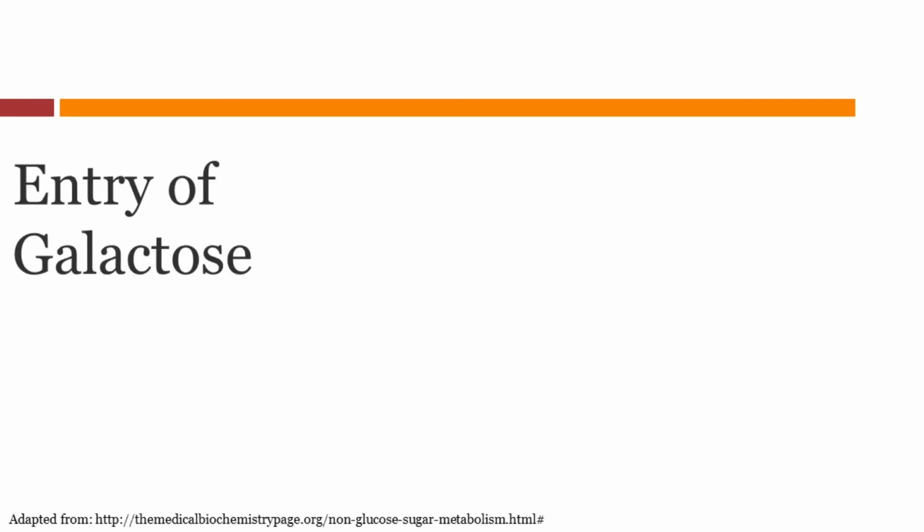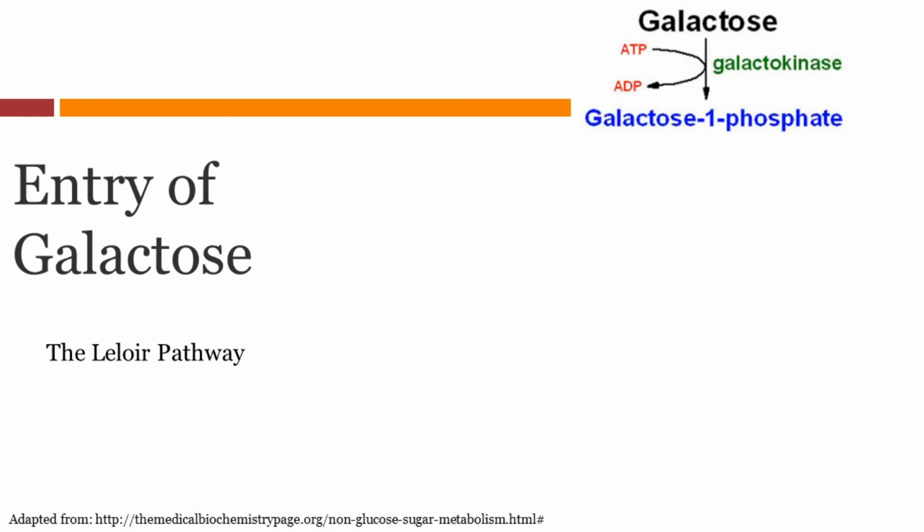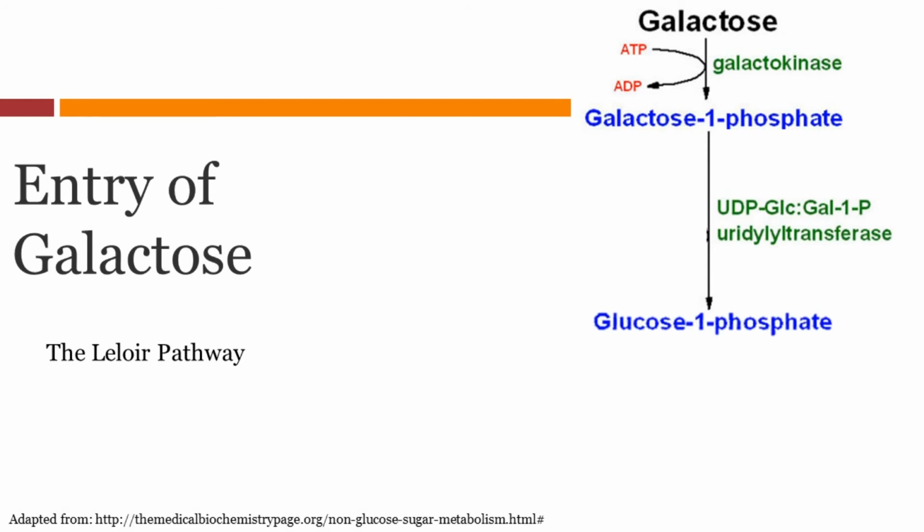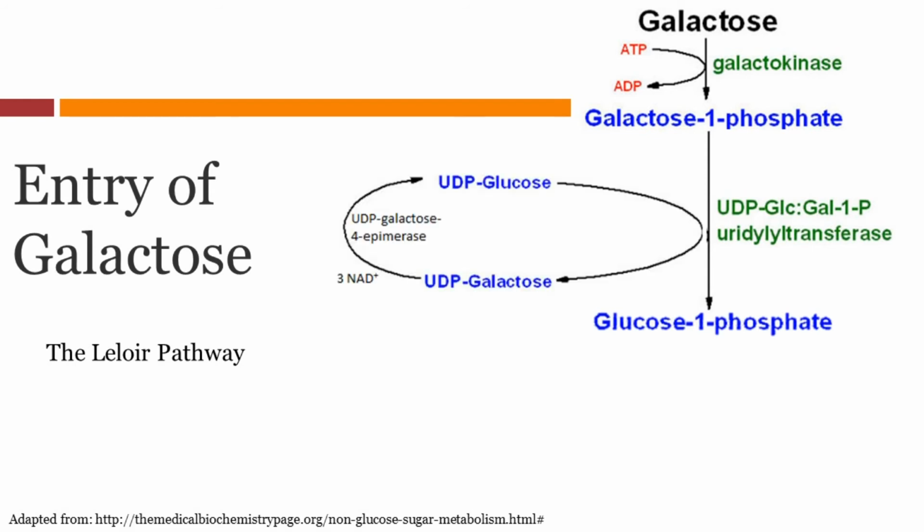Entry of galactose. This pathway is also known as the Leloir pathway. Galactose is first converted to galactose 1-phosphate using 1 ATP. It is facilitated by galactokinase. Going from galactose 1-phosphate to glucose 1-phosphate is carried out by this pathway where UDP glucose is converted to UDP galactose.